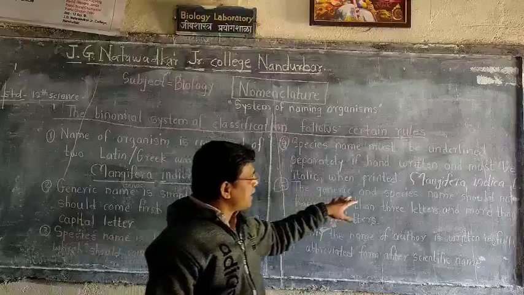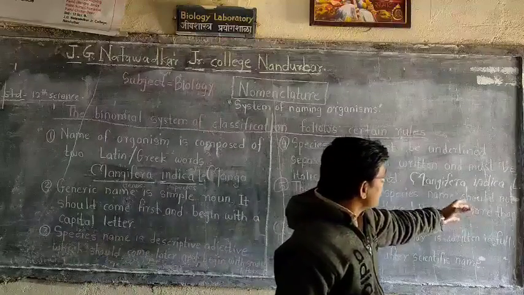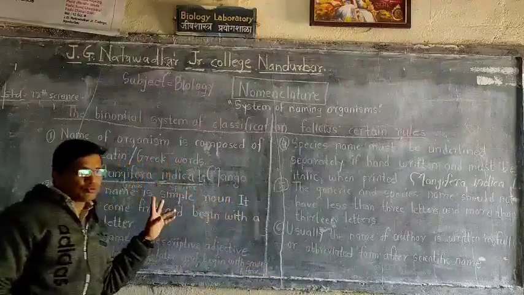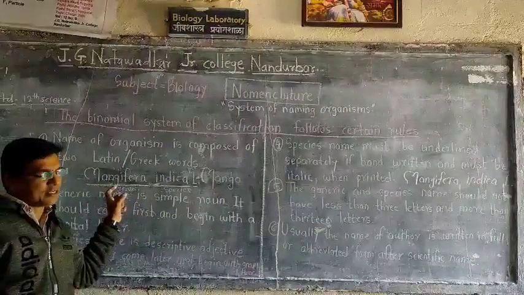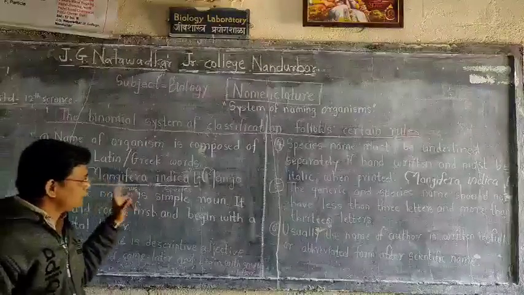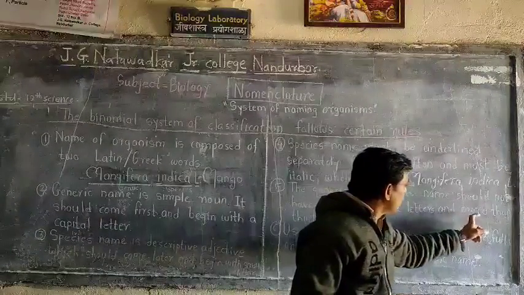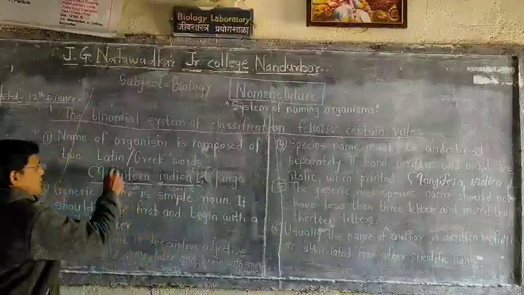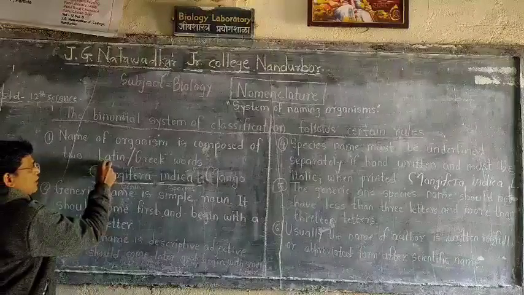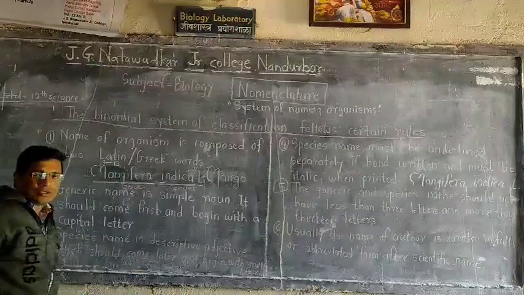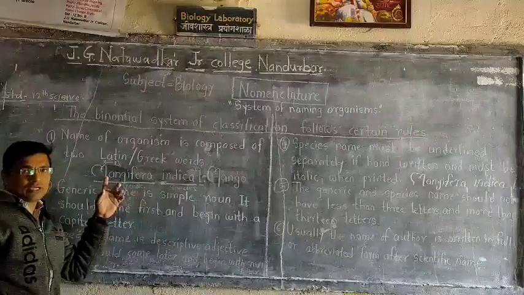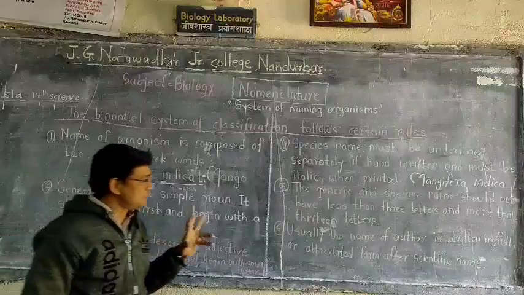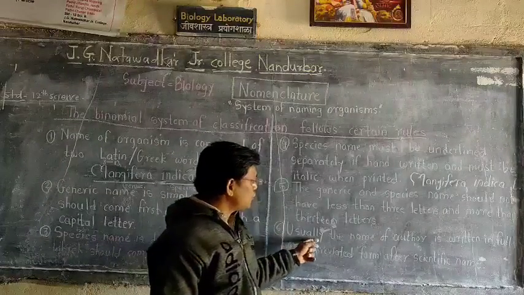The fifth rule is that the generic and the species names should not have less than 3 letters and should not have more than 13 letters. Means the minimum range is 3 and the maximum range is 13. There should be 3 up to 13 letters in the case of genus as well as in the case of species.